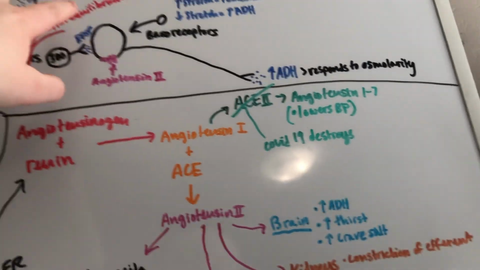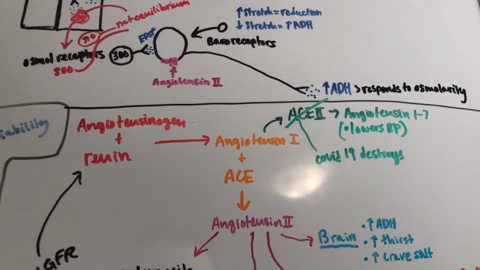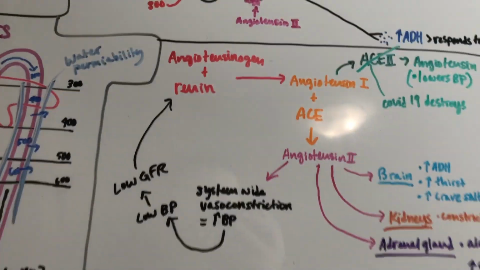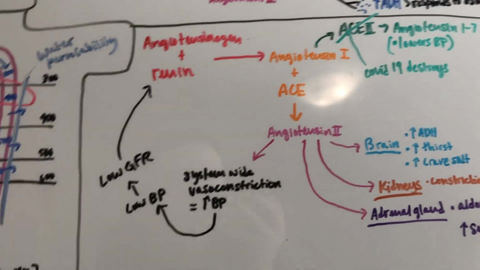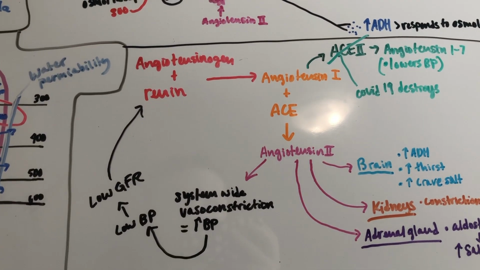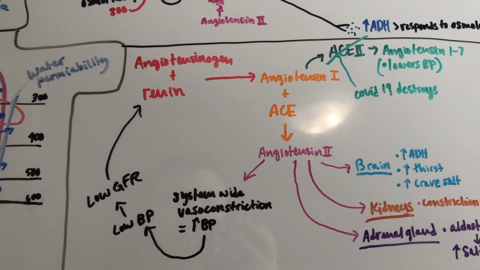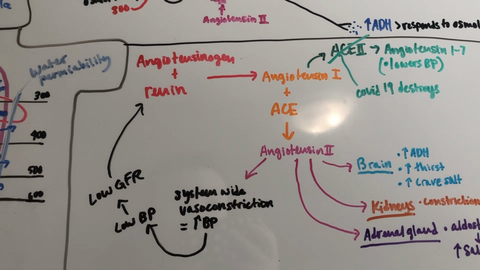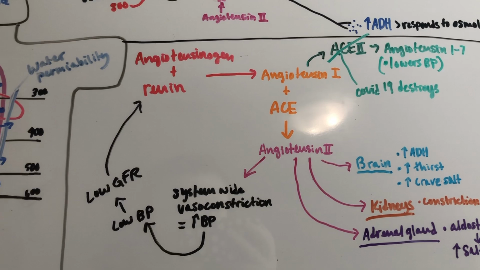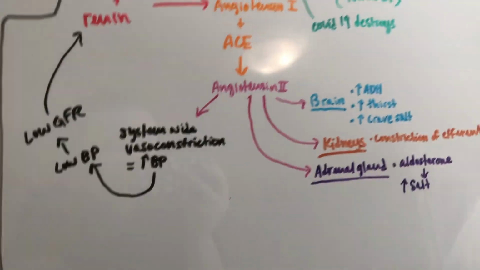Is after all this process has taken place, that's what it leads to. And that responds to the osmolarity that we just talked about. So we've got angiotensinogen plus renin is going to lead and create angiotensin 1. And then angiotensin 1 plus ACE leads to angiotensin 2, which is what we had up here. So angiotensin 2 does 4 things.